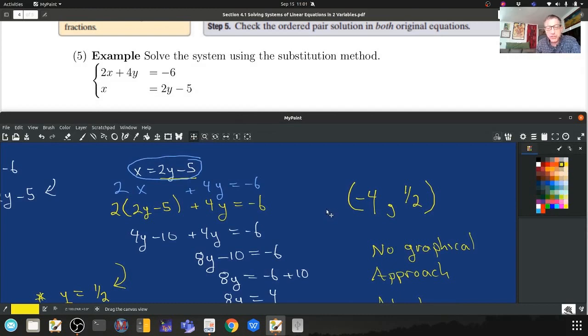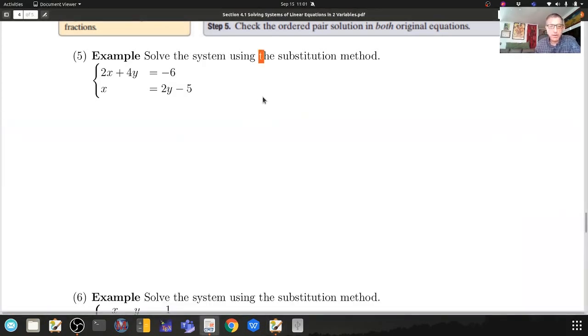Now, the book may suggest that you go back and plug in x is equal to minus 4 and y is equal to 1/2 in both of the equations to see if they work. And indeed, that's a good idea. You probably won't have time to check it on the test.